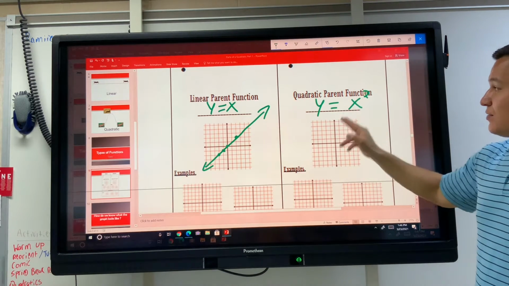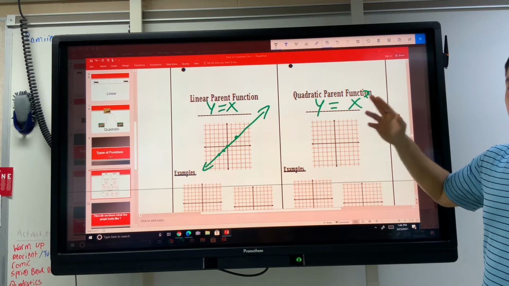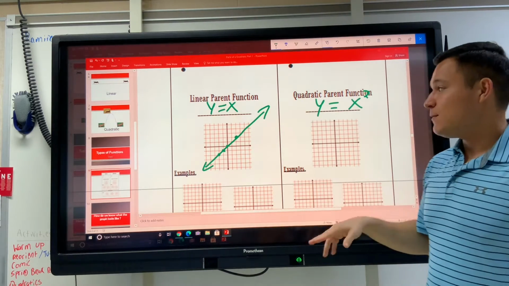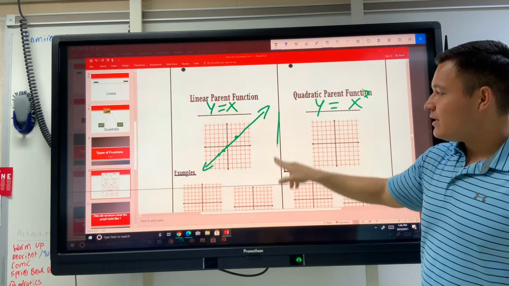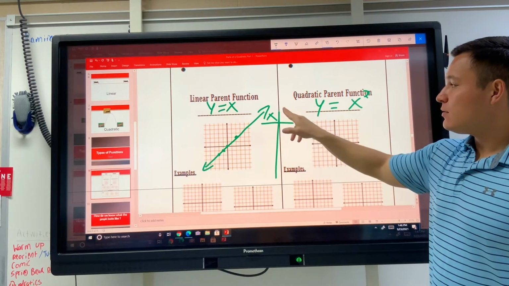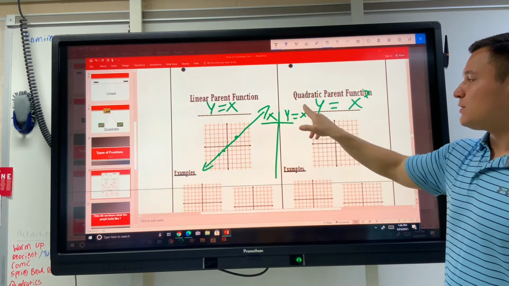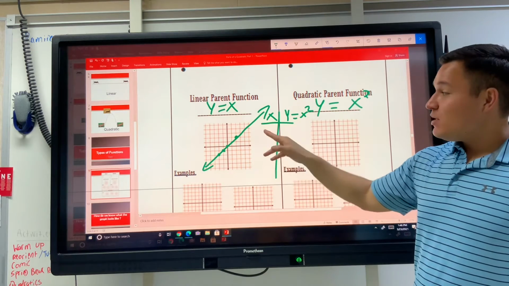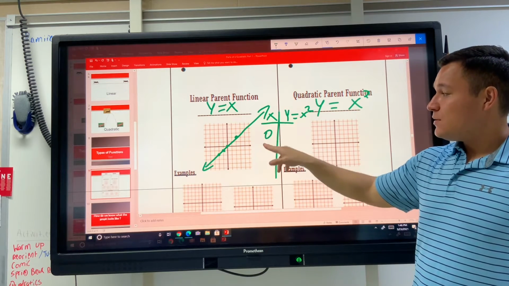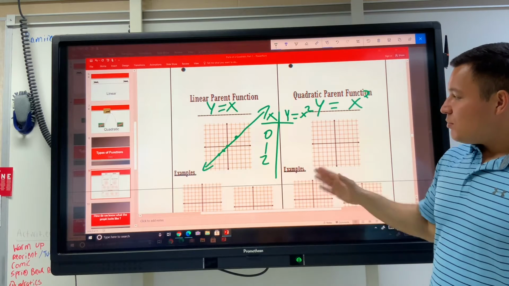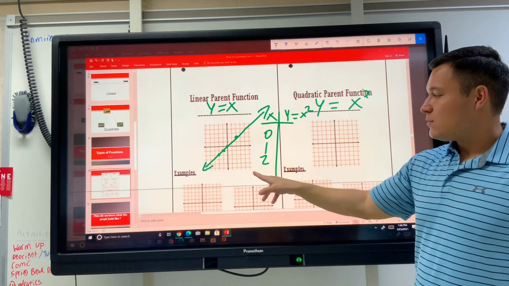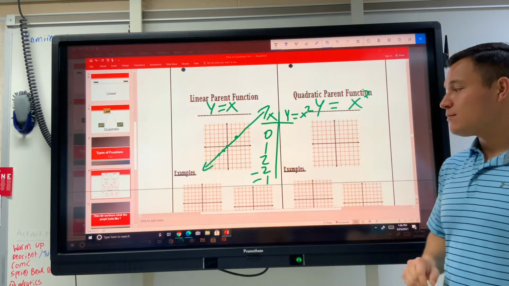So all we have to do is put random numbers for x, square it, and then we're going to put that value for y. So let me just go ahead and make a table right here. x, y equals x squared. You get to pick random numbers, any number you want for x. 0, 1, 2. But then let's also put some negative numbers. -2, -1.